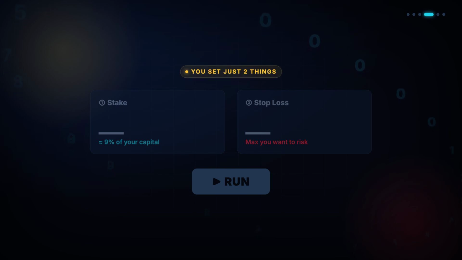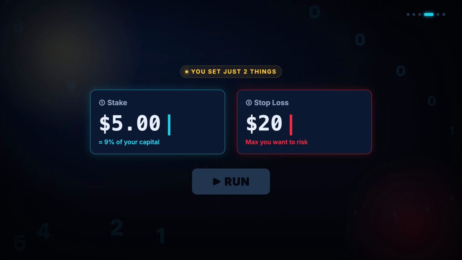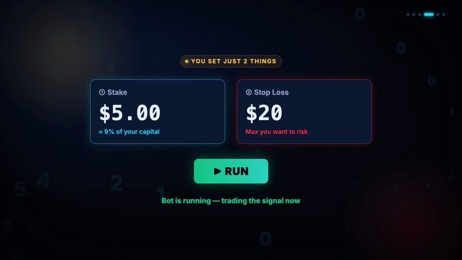Now you only set 2 things yourself. Your stake, using the percentage from the signal, and your stop loss, the maximum you want to risk. Then press run, and the bot takes over.